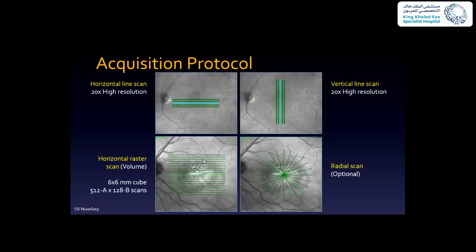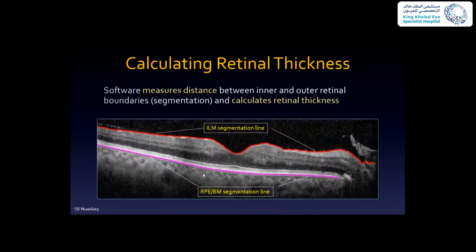But the volume scan is very important because that's the one that's going to generate the map. Then the machine is going to calculate the retinal thickness. So how does it do that? Well, the machine is pretty clever. The software is going to put a line on the inner limit of the retina, where the vitreoretinal interface is, and we're going to call this the ILM, or the inner segmentation line.